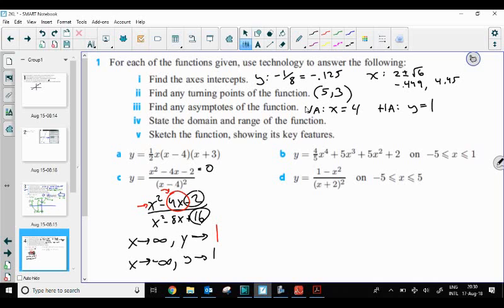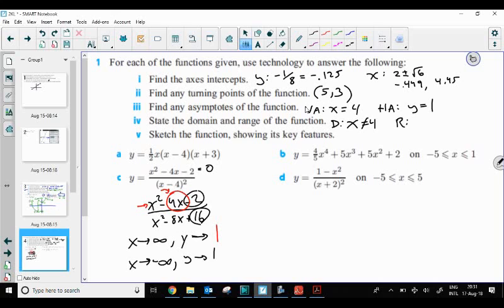State the domain and the range of the function. So in the previous example, we were kind of given the domain ahead of time. Here we're not, so is x defined for all values? No. But it is defined for all values except for 4.